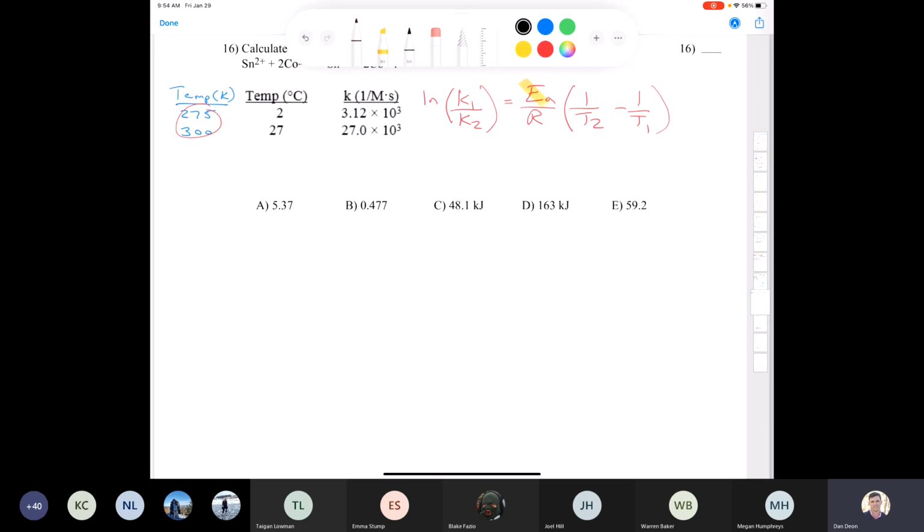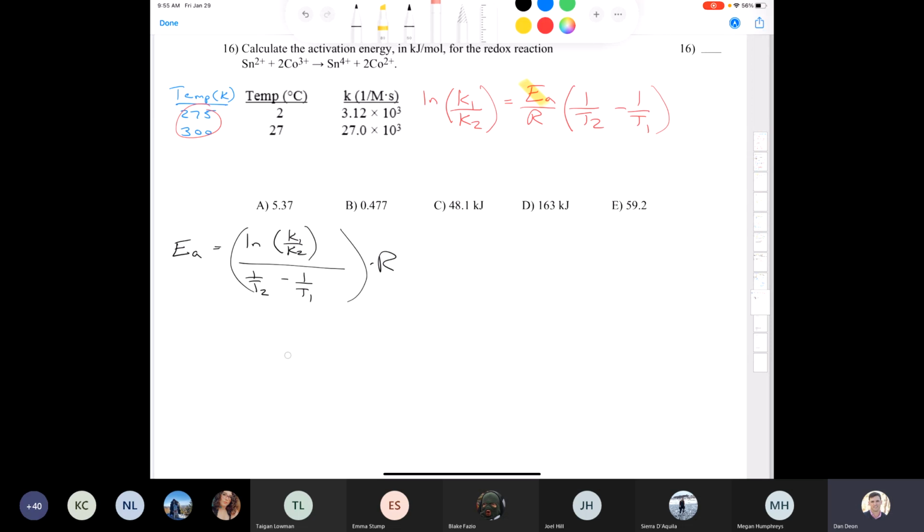So I'm going to write that activation energy is equal to the ln of K1 over K2 divided by 1 over T2 minus 1 over T1, multiplied by R, the gas constant. There we go. There's the formula that I need. Now we can just plug our numbers in.